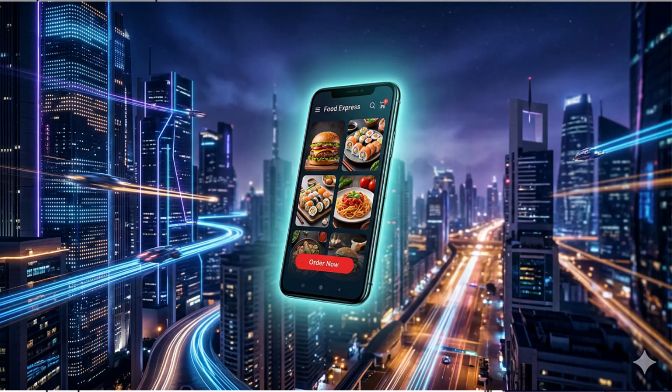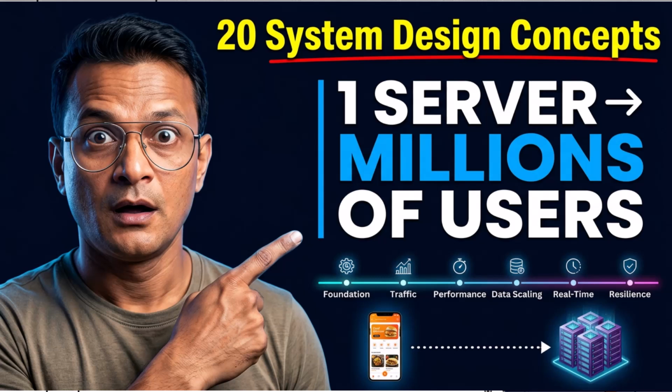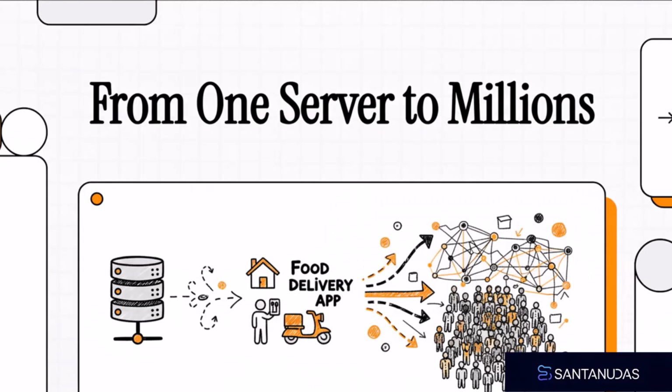You ever tap order on your favorite food app and just wonder how it handles millions of people doing the exact same thing all at once? Well, it's not magic. It's this fascinating world called system design. And today we're going to break down over 20 core concepts, not as some boring checklist, but by following the story of a simple app as it's forced to grow from one single server into a global success.